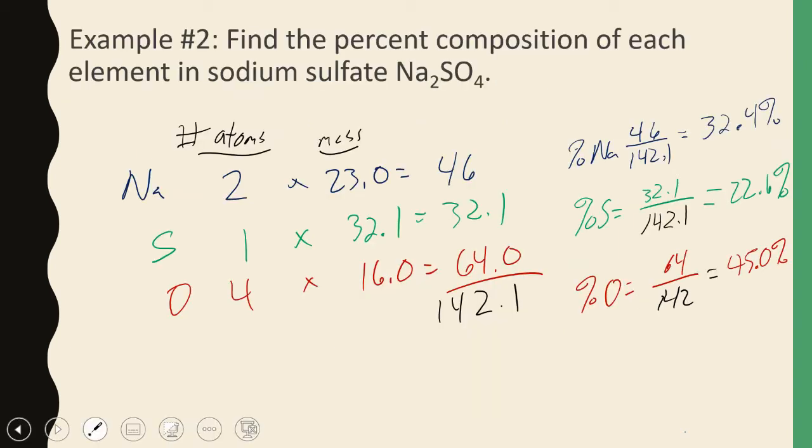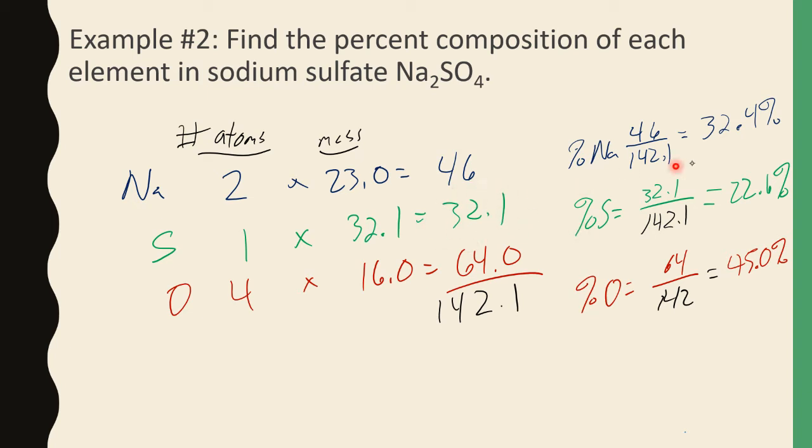So, percent sodium, sulfur, and oxygen in sodium sulfate. So there's 2 sodiums, each one weighs 23 on the periodic table. There's 1 sulfur, each one weighs 32.1, and there's 4 oxygens, and each one weighs 16. So then you add all that up. The total is 142. The percent sodium is the 46, the amount of sodium contributed to that total, 142, which equals 0.324, which is 32.4%.